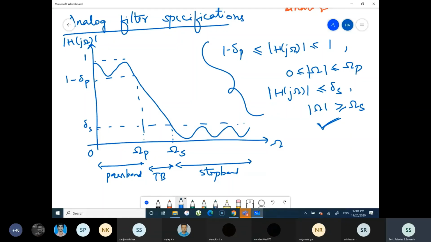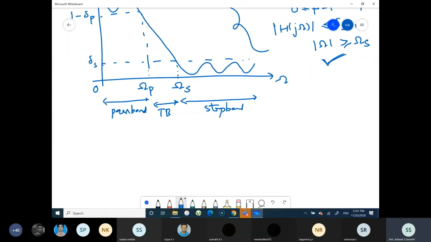So how do you convert that to decibels? We denote the passband gain by Kp, and that is given as 20 log of 1 minus delta p. So this will be in decibels. And since 1 minus delta p is a quantity less than 1, you will expect Kp to be negative.